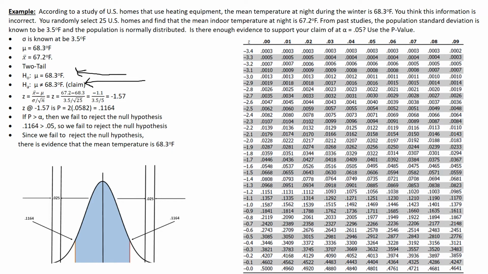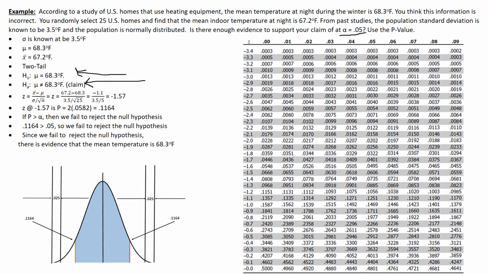So you're going to select 25 homes, find that the mean indoor temperature is 67.2. For past studies, the population standard deviation is 3.5 degrees, and it's normally distributed. And the reason it's notable is that 25 is less than 30. But if they tell us normally distributed, we can assume a normal distribution in terms of our calculation. So we want to see if there's evidence to support the claim at alpha 0.05.